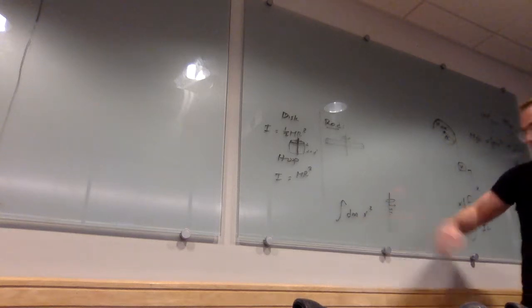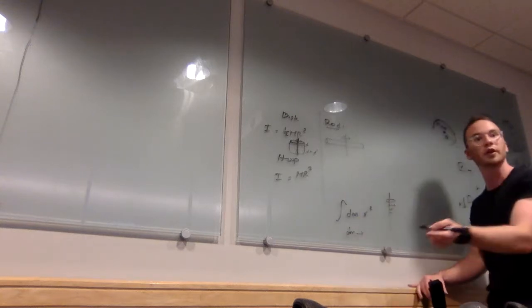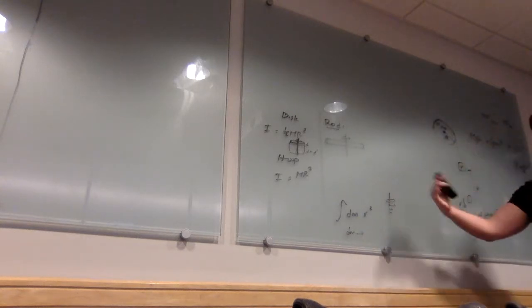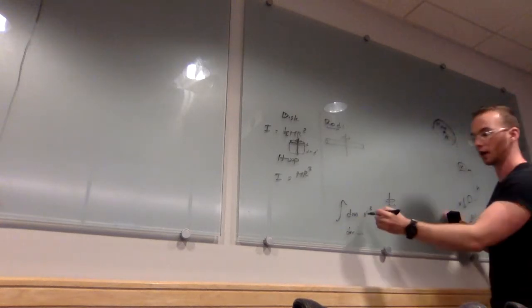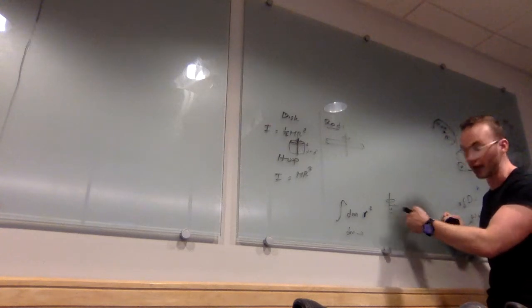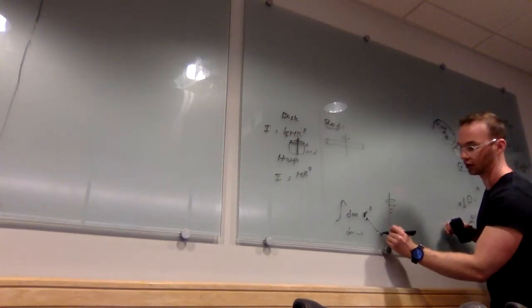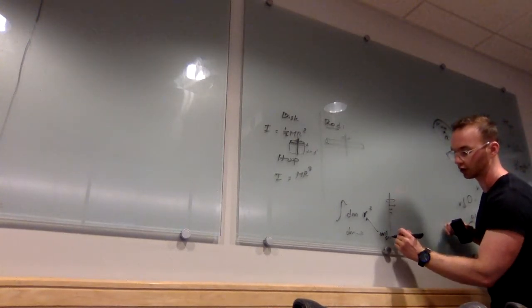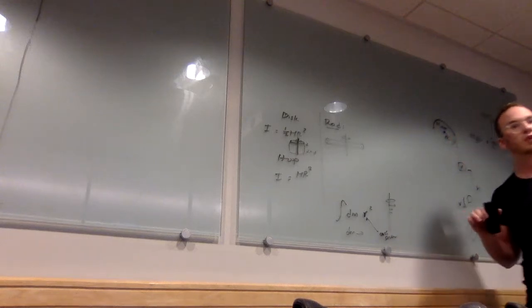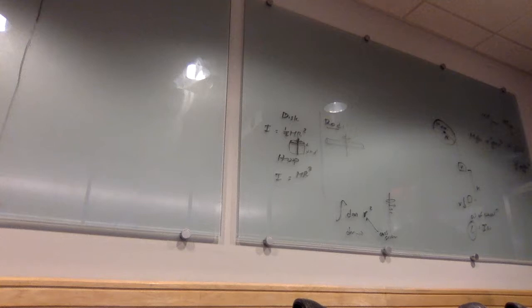So dm would be converted to a three-dimensional integral because it's a volume. But nowhere in here do you actually care about the z component. You only care about the radial components. So in some sense, this is only dependent on the cross section.